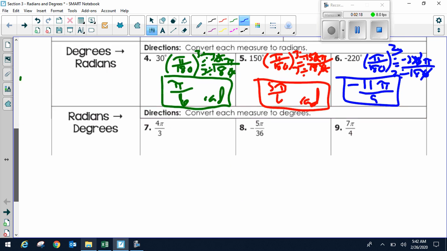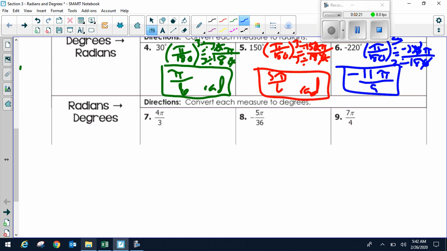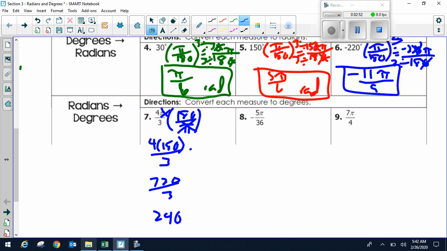Vice versa, if you go from radians to degrees, you're going to flip the fraction and multiply by 180 over pi. And here's why. When you do that, the pi's cancel out. And so now you just have a problem. So it's 4 times 180 divided by 3. 4 times 180 is 720 divided by 3. And 720 divided by 3 gives you 240 degrees.